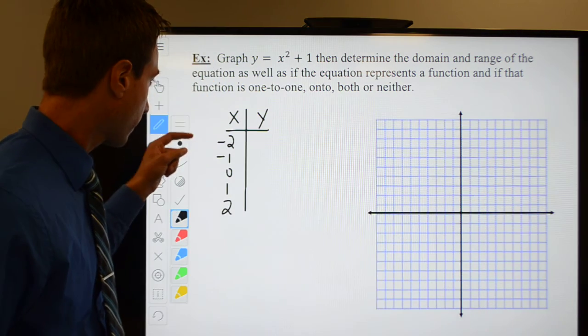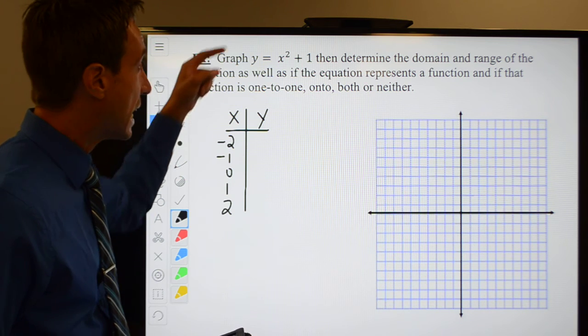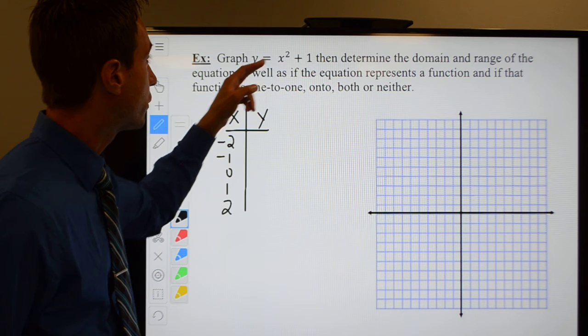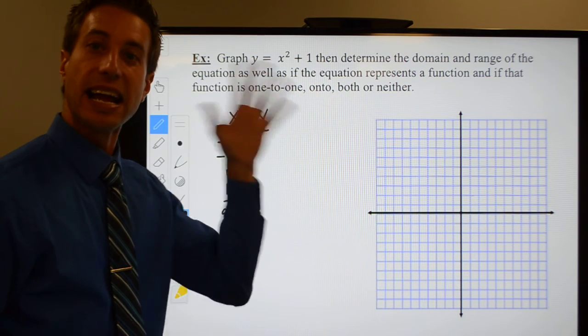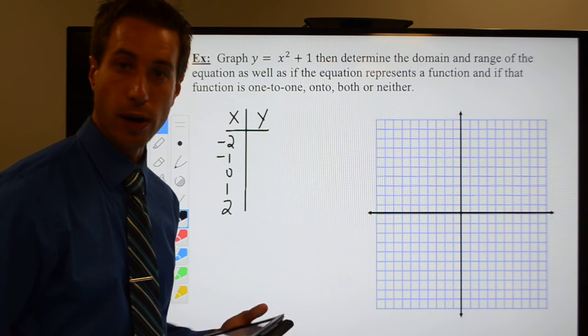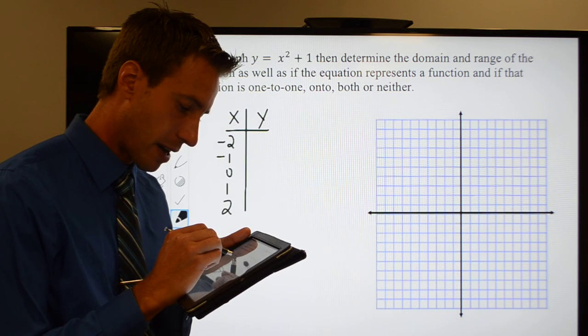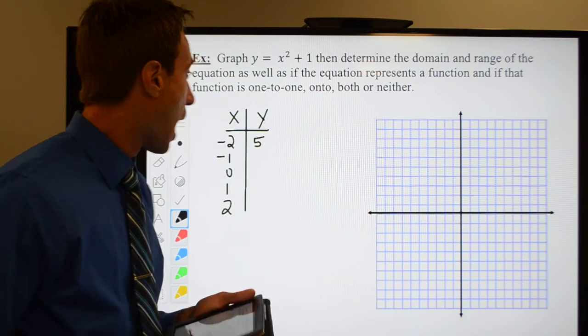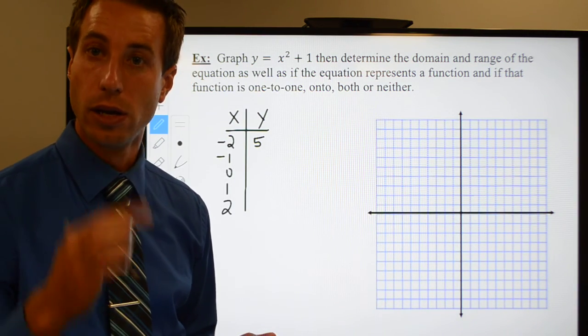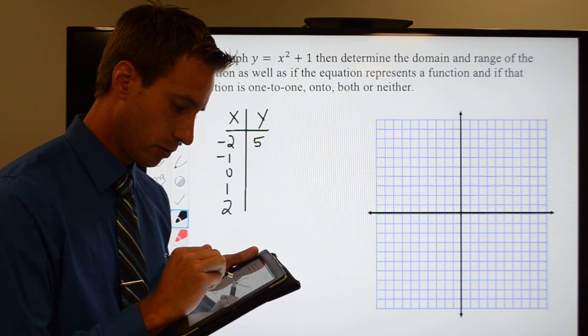So here we go. I plug a -2 into the equation that I was given, right? -2 goes in for x, and I have to square it. So -2 squared would be 4. 4 plus 1 should be 5. So my y value is 5. I plug in a -1. -1 squared is 1, and 1 plus 1 should be 2. So I have a 2.